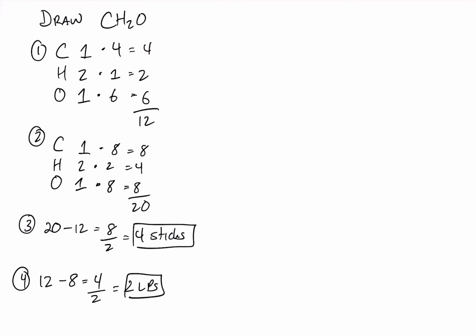Again, the atom that goes into the center is the one that's going to have the most unpaired electrons. Carbon being in group number 4 will have 4 unpaired electrons. Hydrogen, only 1, and oxygen will have 6 valence electrons with 2 that are unpaired. So carbon's going to go into the center.